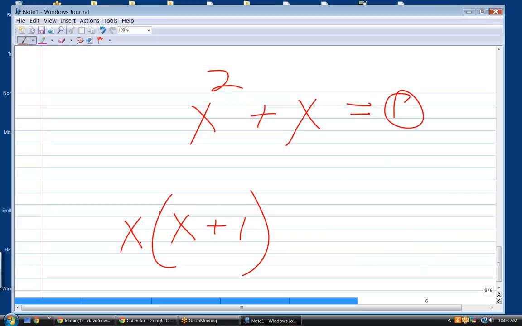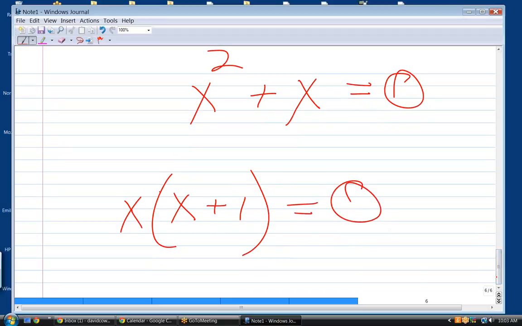However, if you get two numbers multiplying together that are equal to 0, one of them has to be 0. You cannot multiply two numbers together and get 0 unless one of them is 0. For that matter, you can't multiply 10 numbers together and get 0 without one of them having to be 0. There's no way to multiply numbers, get 0, and not have one of them be 0.